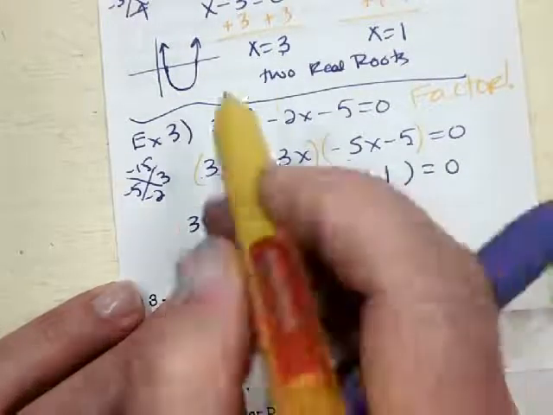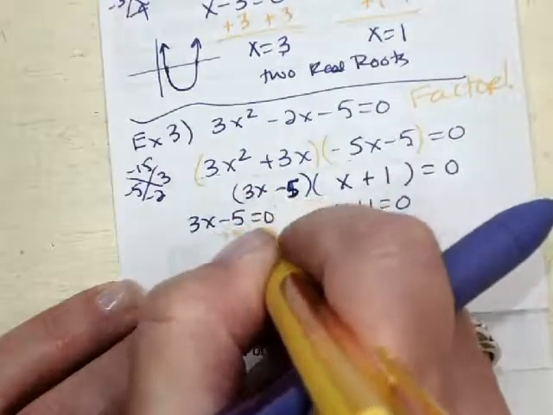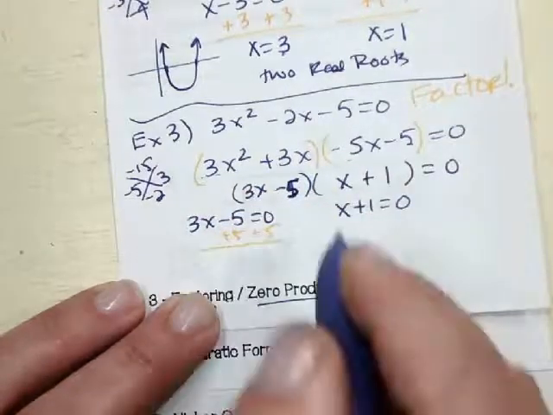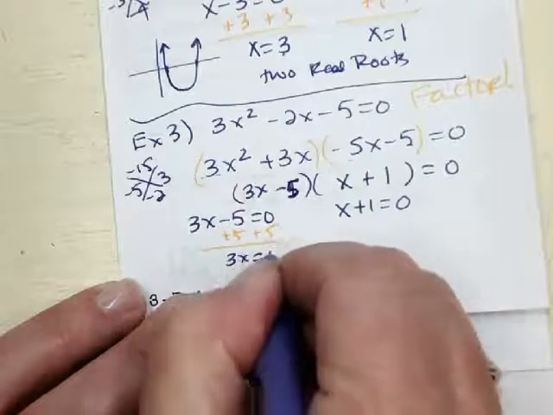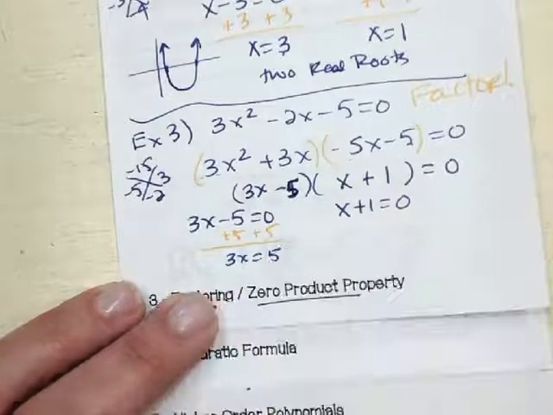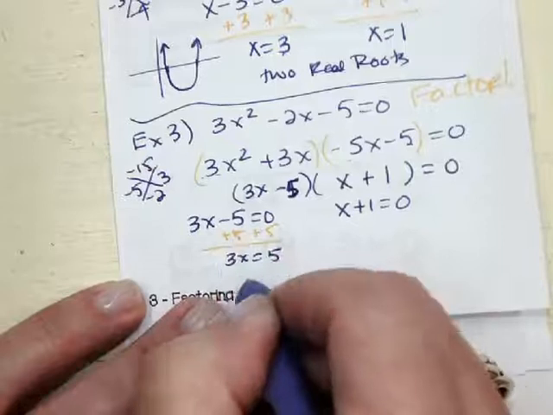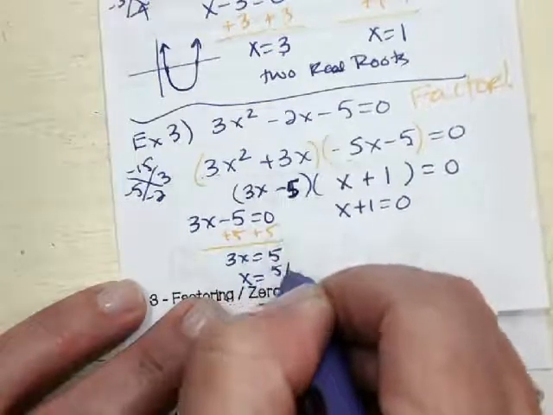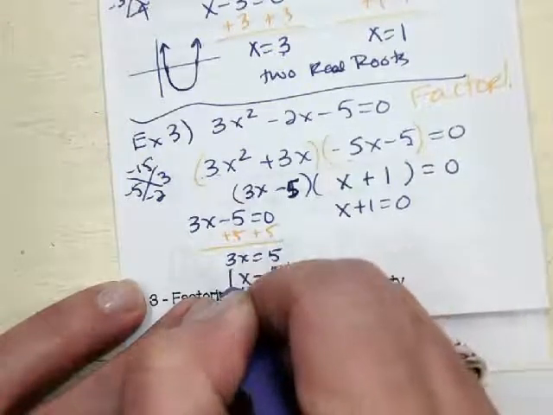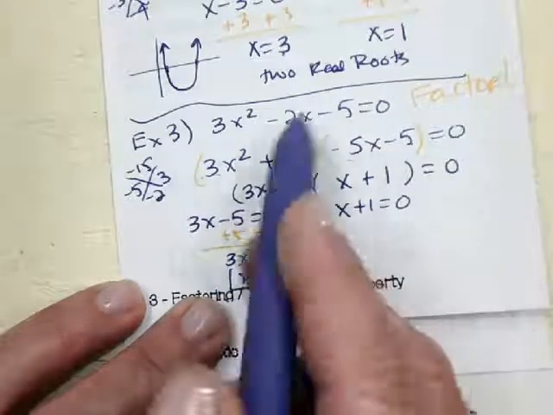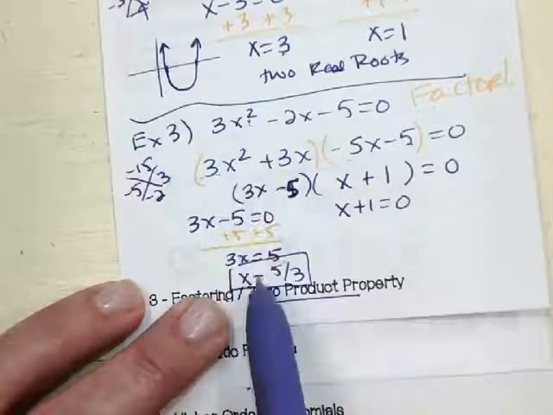So, I don't have a lot of room here. I'm going to add 5 to both sides, and I get 3x equals 5, and then I have to divide by 3. So x is equal to 5/3. There's one of what should be 2 solutions. There's one of them.